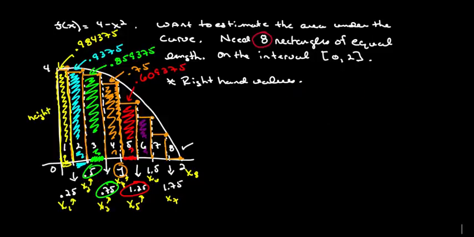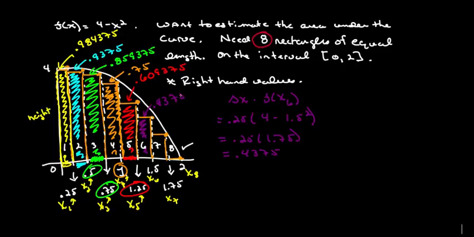Okay, we'll go ahead and erase that to give us some room again. So rectangle number 6, do it in purple here. Base value 0.25 again. 4 minus the right-hand side of that base, which is 1.5, and we'll square that. Make sure you do the computation correctly here. That gives us a value of 0.4375, so that's the area of rectangle number 6.